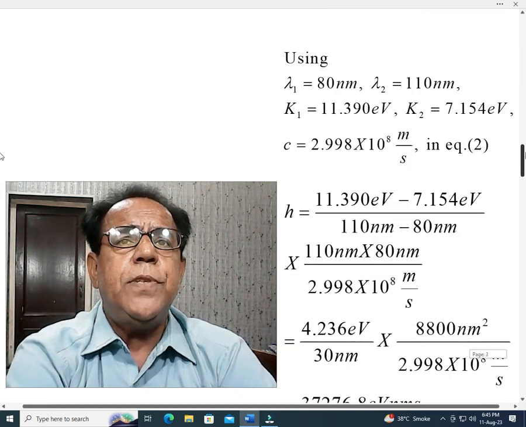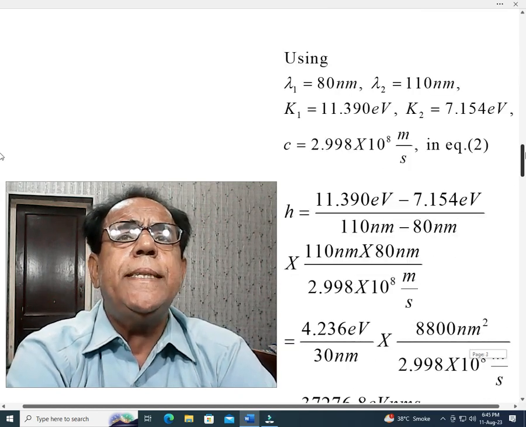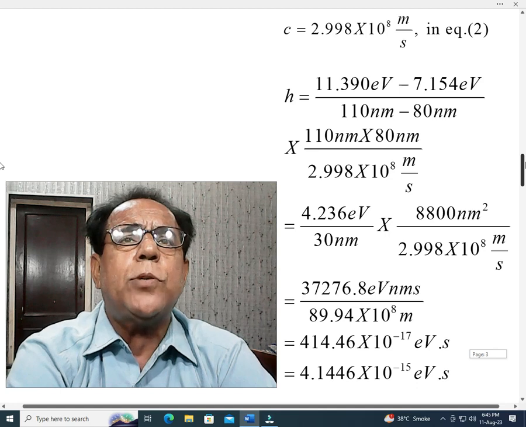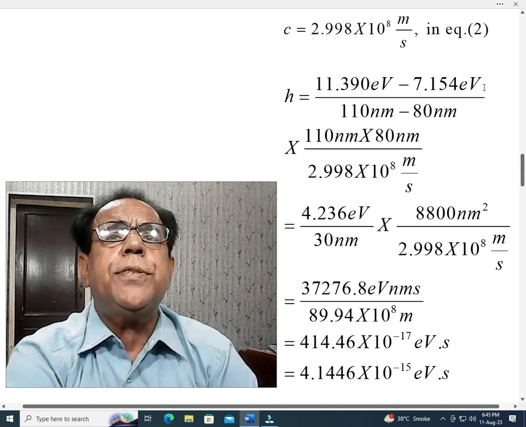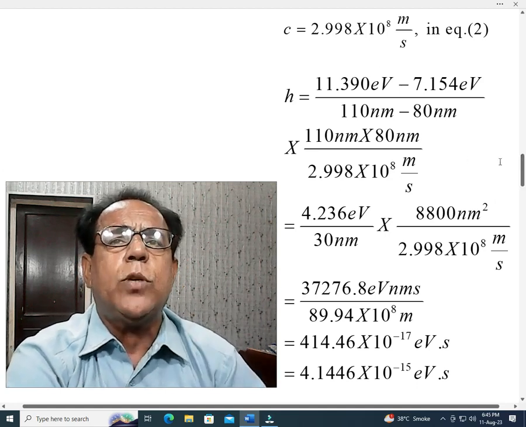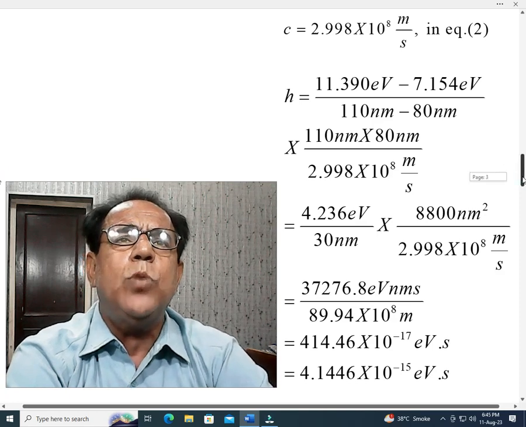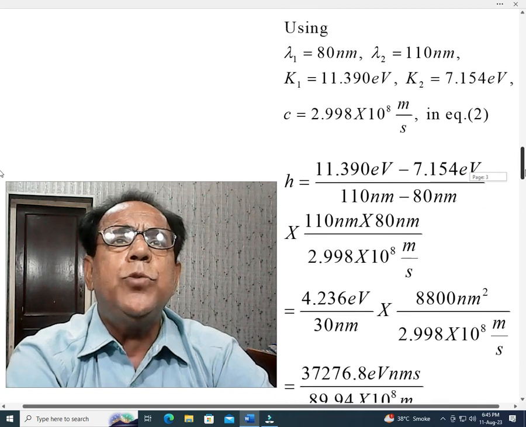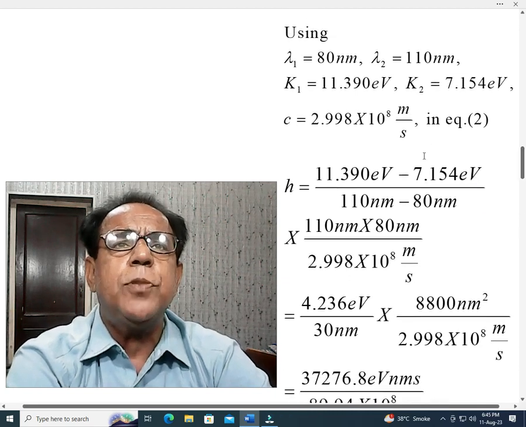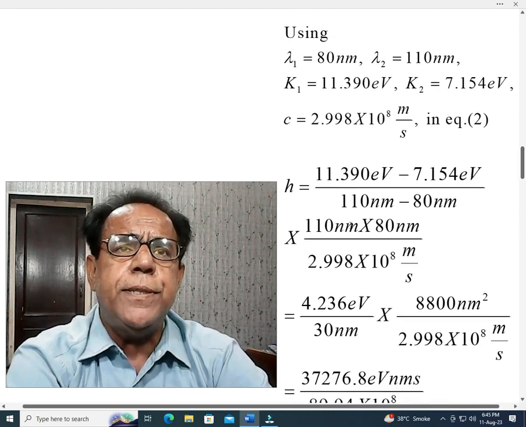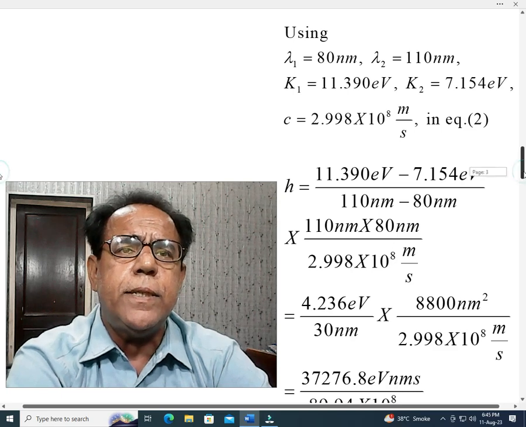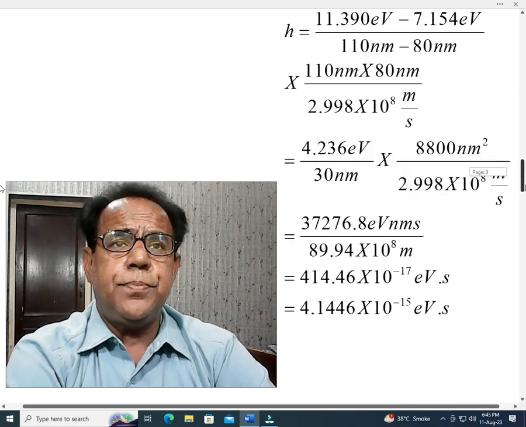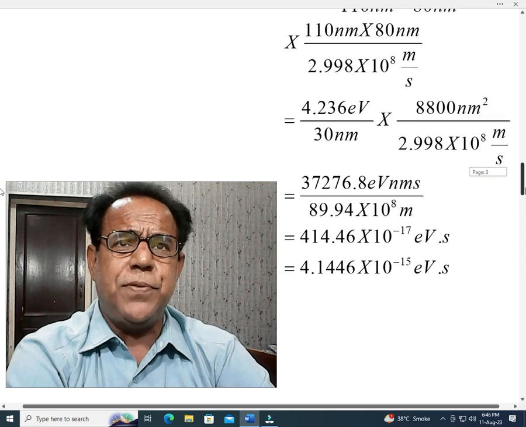Yes, we were here using these values in equation number 2. We get H equal to this minus this. Just simplification, we do not need to waste our time. Using these values, H becomes equal to this, after just simplification.